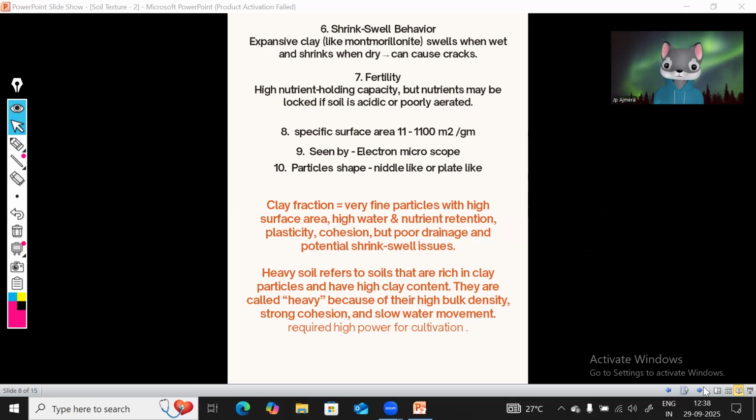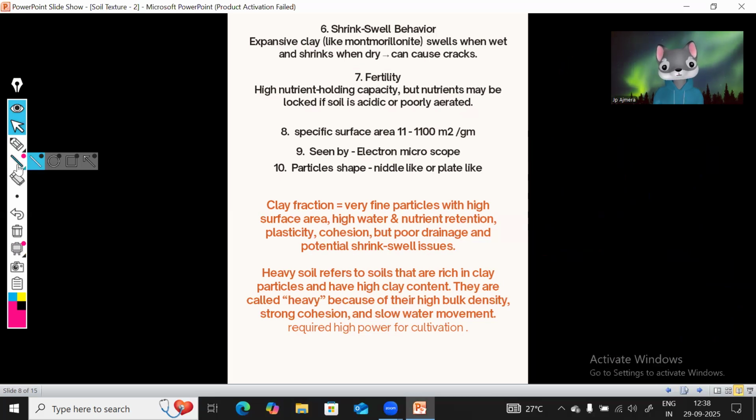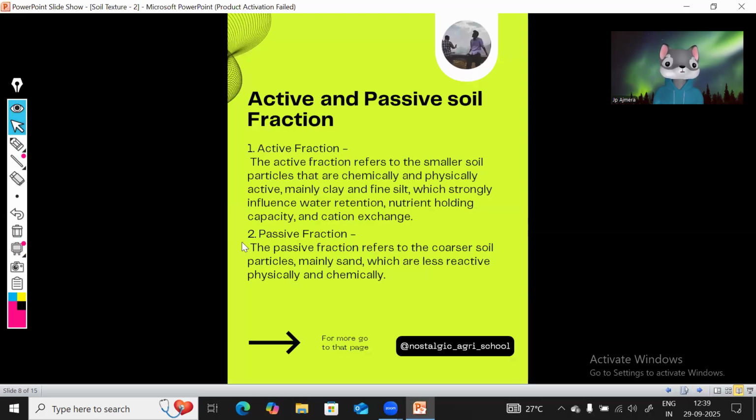So it refers to soils which have clay particles that have a high retention. Maybe because their bulk density is in front of other strong properties. So these have a requirement of high power for cultivation. Next step is the active fraction and the passive fraction.